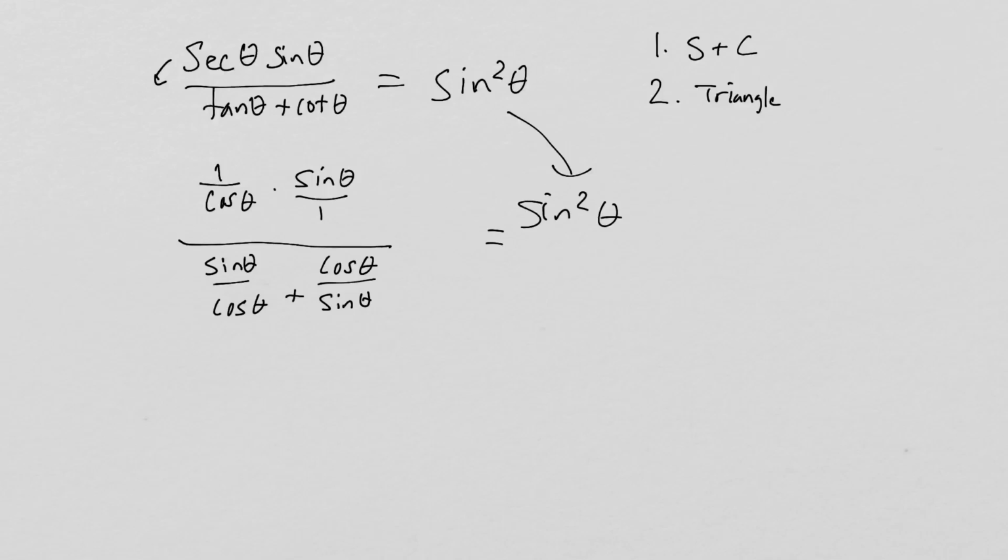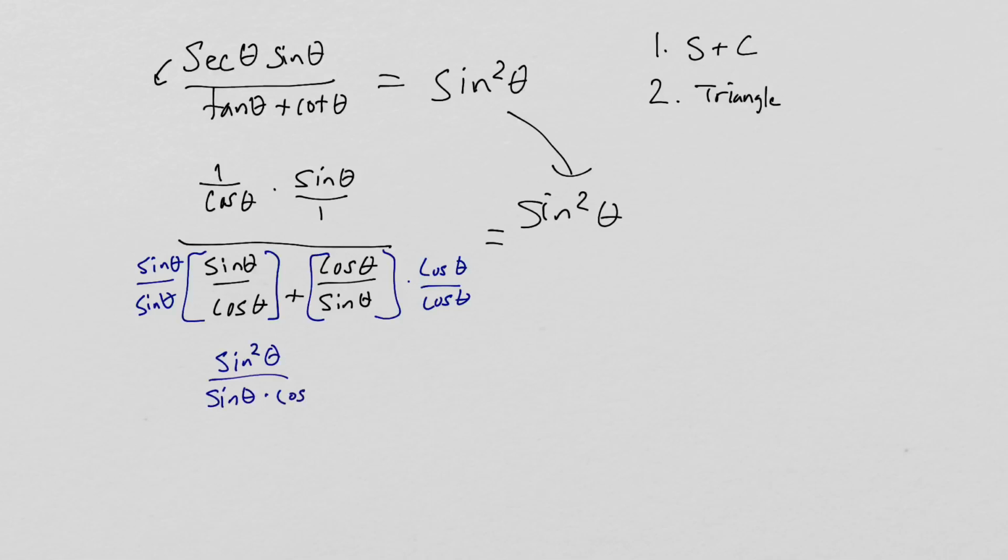So looking at this, we know we can add this bottom part if we find a common denominator. So let's go ahead and do that. This part is missing a sine on the bottom, so we're going to multiply this side by sine over sine. And this side's missing a cosine. If we simplify, we get sine squared over sine theta times cosine theta plus cosine squared theta over sine theta times cosine theta. And we now have a common denominator, so we can add.